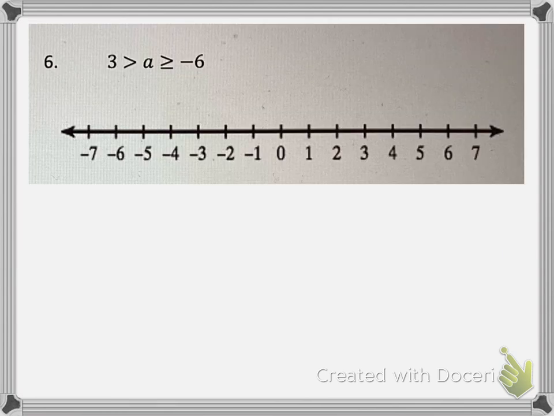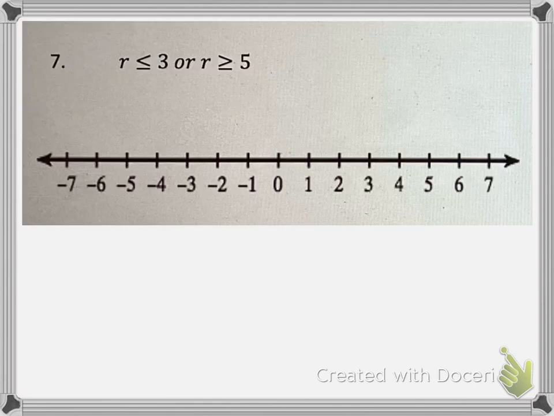Okay, take a look at this one. Another and statement. There's no word or in here. So I put a circle on 3 and I leave it open. Notice it doesn't say equal to. And then at -6, I close in my circle. Notice it says equal to. Okay? So now, since it's an and, connect the two circles. All of those numbers in between there work.